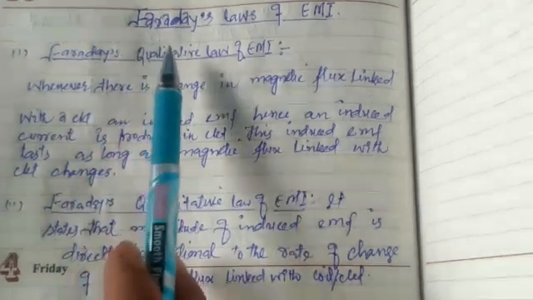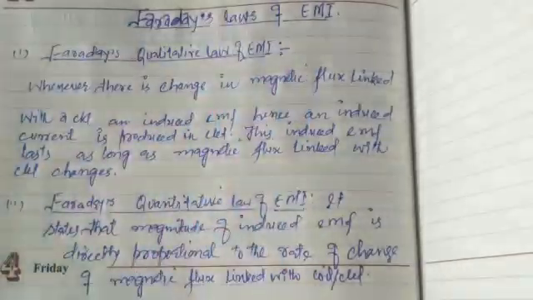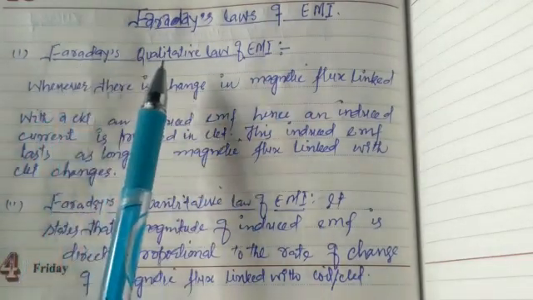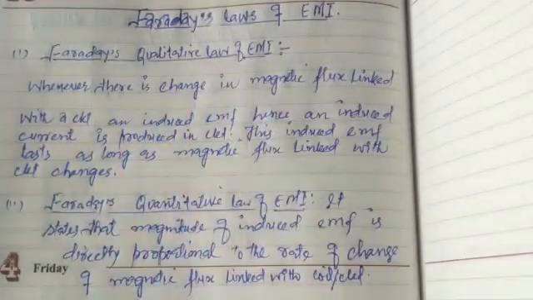After having the knowledge regarding Faraday's experiments, Faraday finally postulated two laws regarding those very experiments. Those are known as Faraday's laws of EMI, electromagnetic induction. What was the first law? The first law was Faraday's qualitative law of EMI.